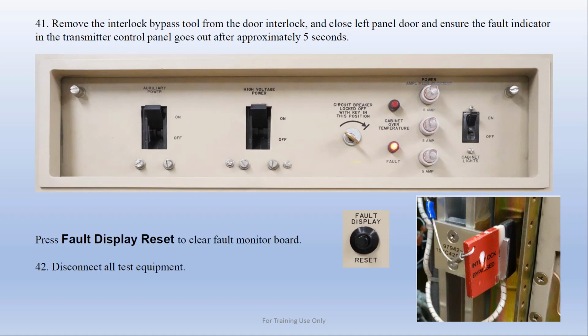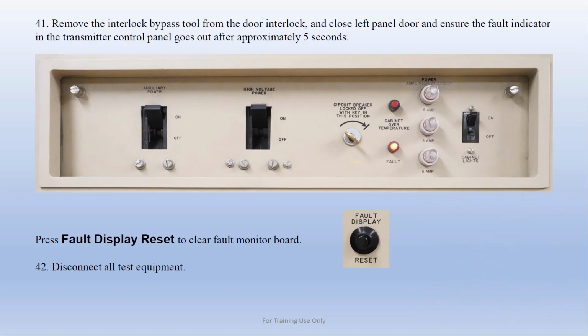Remove your interlock bypass tool from the door interlock and close the left inner bay door. When you turn the key, you'll re-engage the interlock. You'll hear the big relay engage, and the system will have an alarm for about 5 seconds while it resets itself. At this point, since that was an error that we induced into the system, we'll clear it from our history with a fault display reset and disconnect all our test equipment.